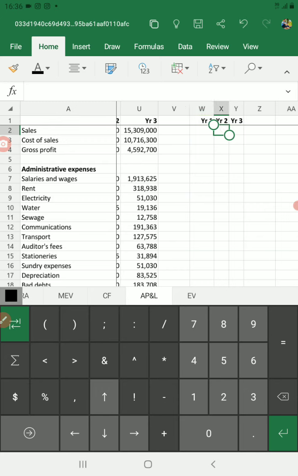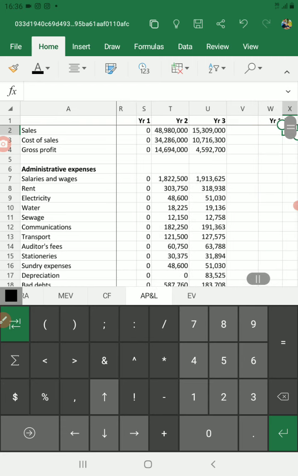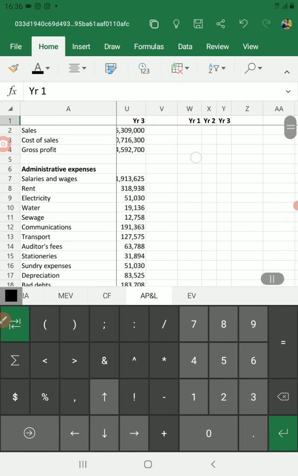Year 1 is the base, so it's going to be 0. No computation will be done on year 1 because this is the base year. The changes start to be computed. That's why we had 0 here, as you can see. So the changes start to be computed from year 2.